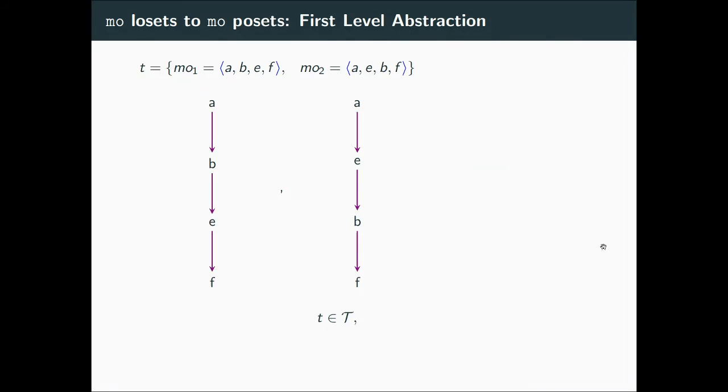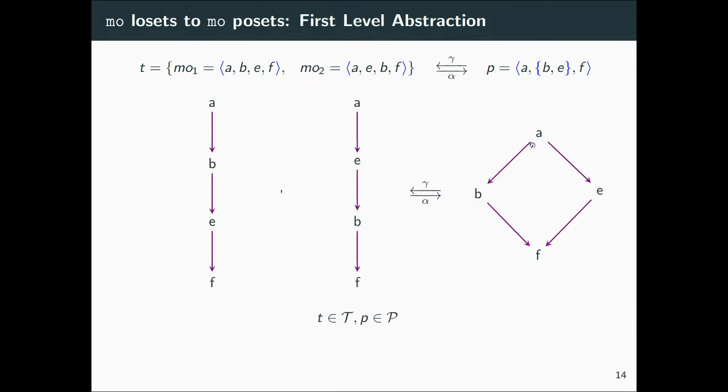Next, we propose to abstract a set of linearly ordered modification orders as a partially ordered set. For example, a set of modification orders consisting of MO1 and MO2 from the previous example can be abstracted to the partial order in which A is ordered before B, E and F, B is ordered before F, E is ordered before F. Note that B and E are unordered in this partial order. Here, the mathcal T represents a set in which each element is a set of MO sets, and mathcal P represents a set of partial orders. We define an abstraction function alpha from T to P and a concretization function gamma from P to T.